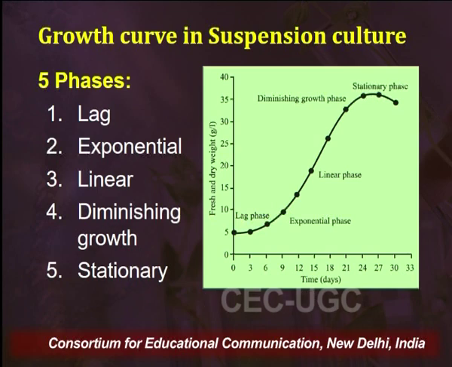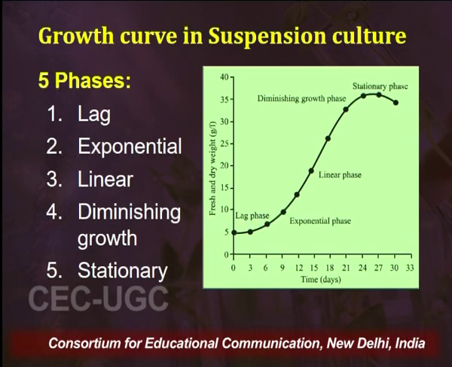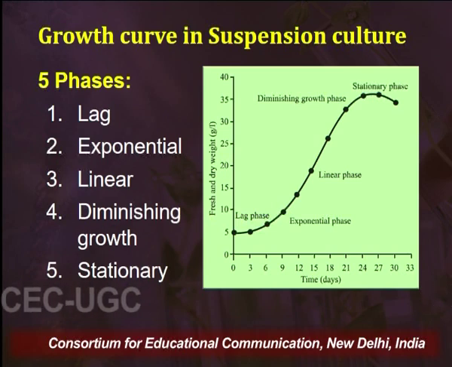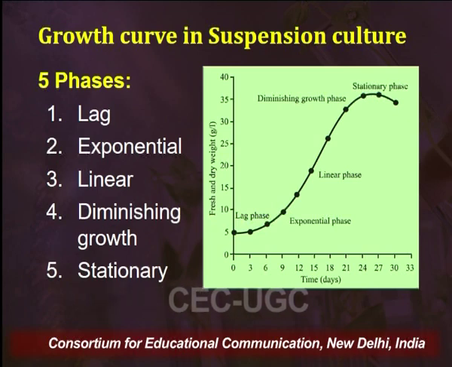The fourth growth phase is the diminishing growth. Once the cells have flourished very fast in the linear phase, they are utilizing the nutrients present in the culture media at the same pace, and therefore the media starts getting exhausted after the linear phase. This exhaustion of the media causes the diminishing growth phase, wherein the cell divisions get slowed down because the nutrients have been exhausted during the linear and the exponential phase. Now the cell growth becomes slow.